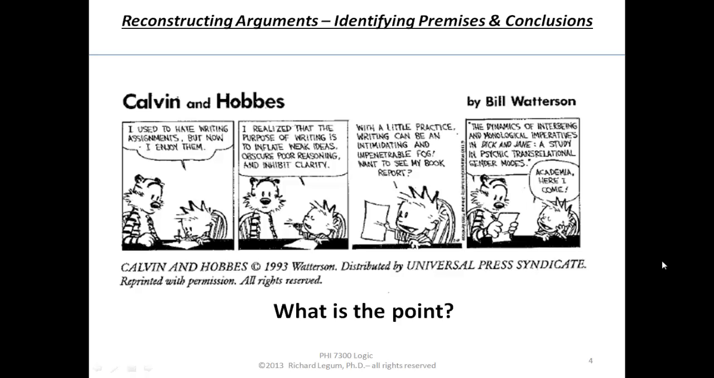In Chapter 5 of Feldman's Reason and Argument, there is a copy of a Calvin and Hobbes comic strip that appeared, well, obviously in 1993. I say obviously because the copyright is 1993. And I think it makes an important point about reconstructing arguments. Let's take a quick look at the comic.